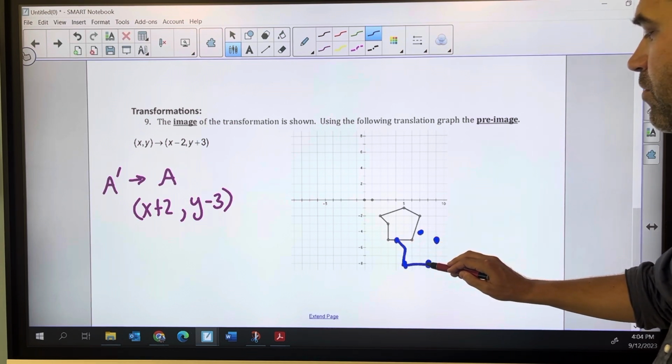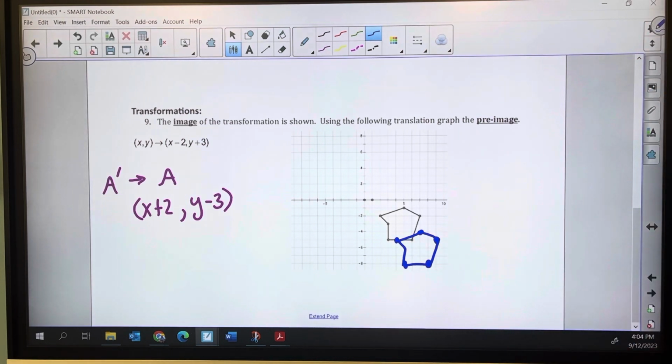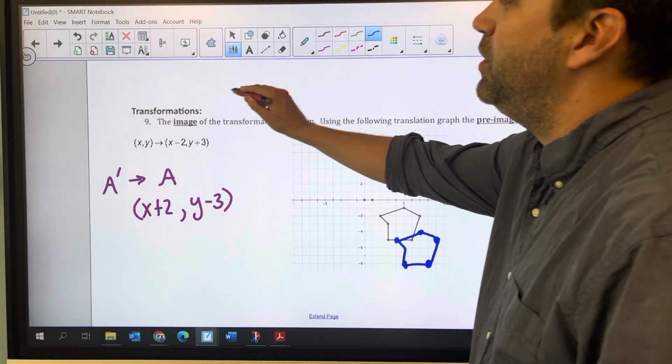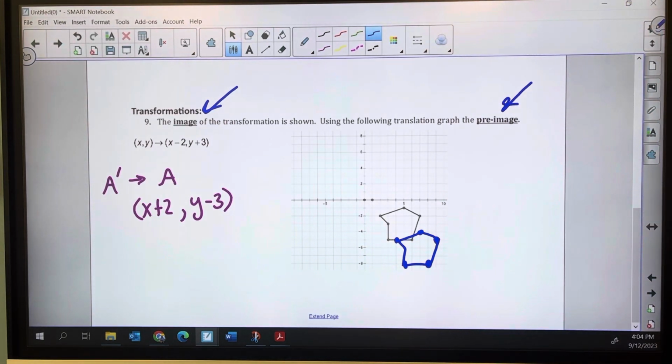I end up with the same shape in isometry, but translated. The key here is knowing that we started with the image and we went to the pre-image. So we had to go backwards from the transformation shown.